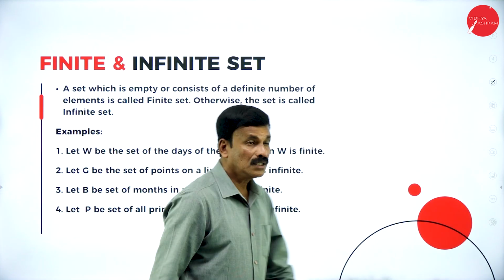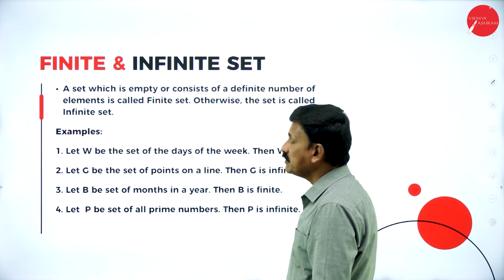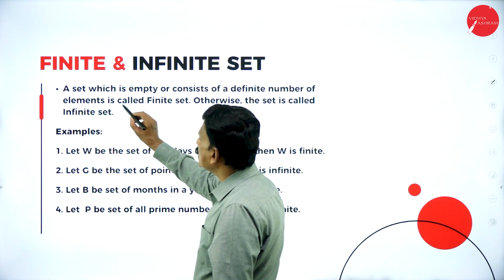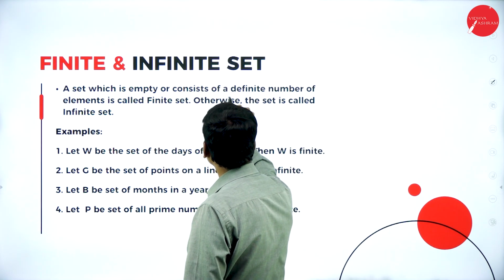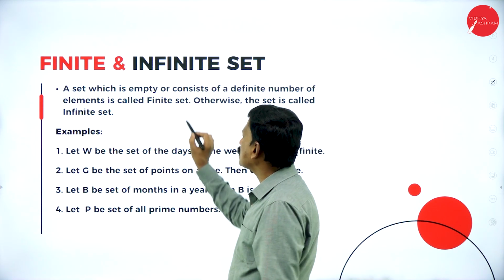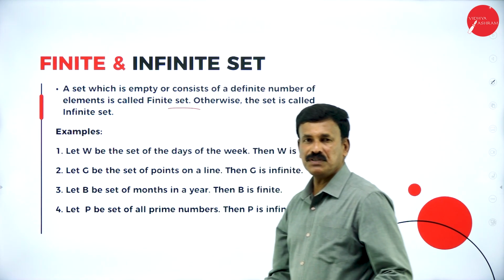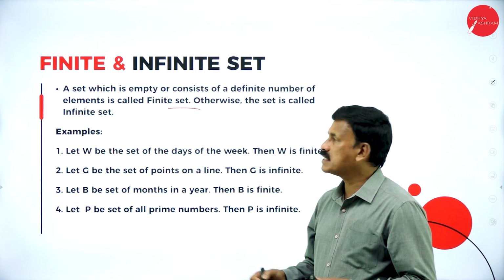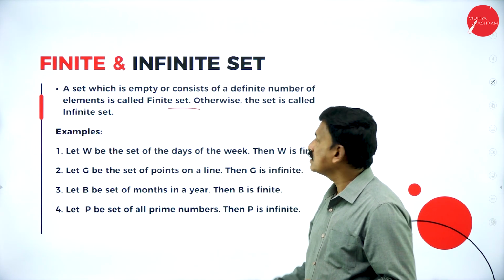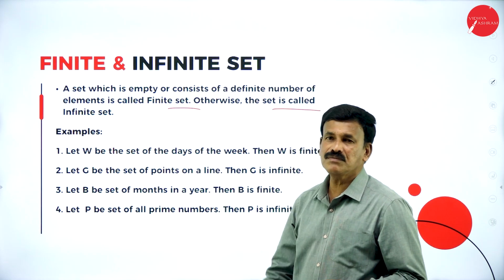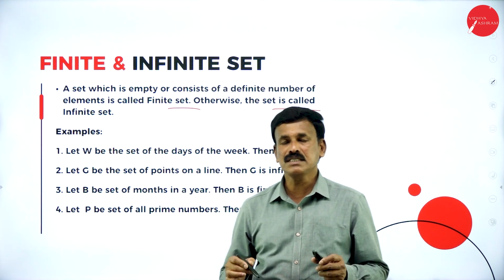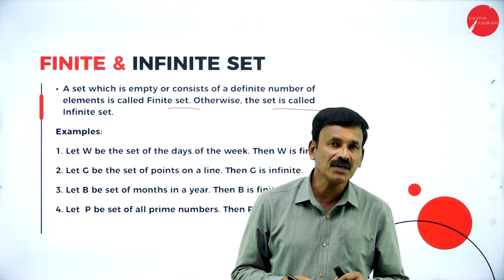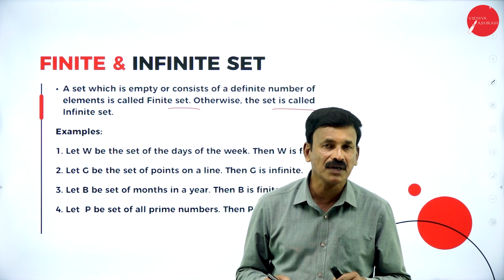Right. Now, let us know regarding finite and infinite sets. What is a finite set? A set which is empty or consisting of a definite number of elements is called a finite set. Otherwise, the set is called an infinite set. A set which contains a finite number of elements is called a finite set. If it contains an infinite number of elements, then it is called an infinite set.